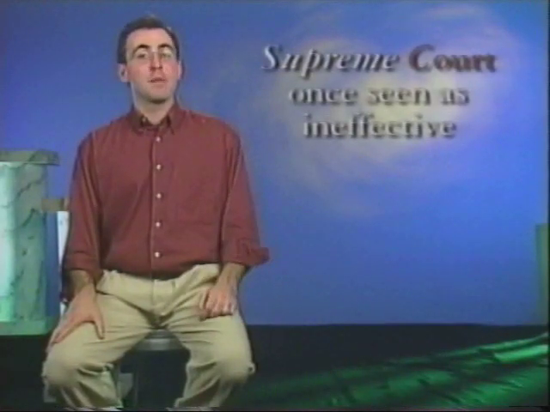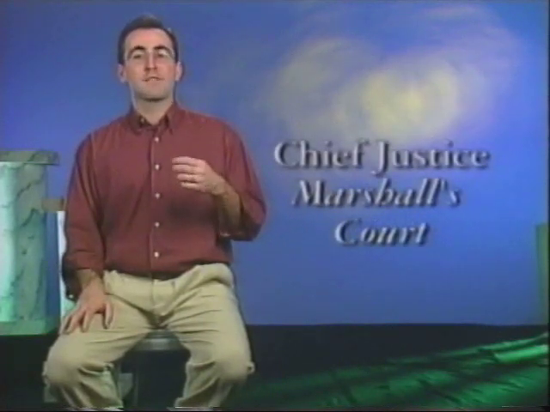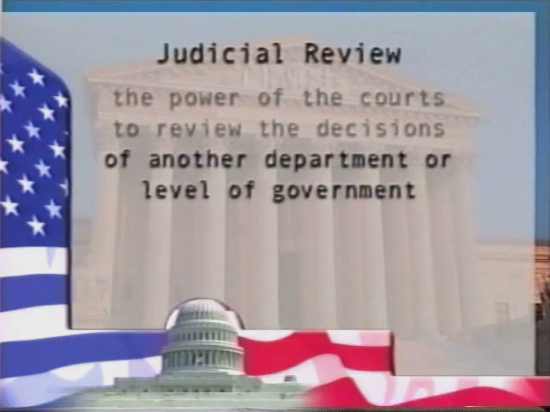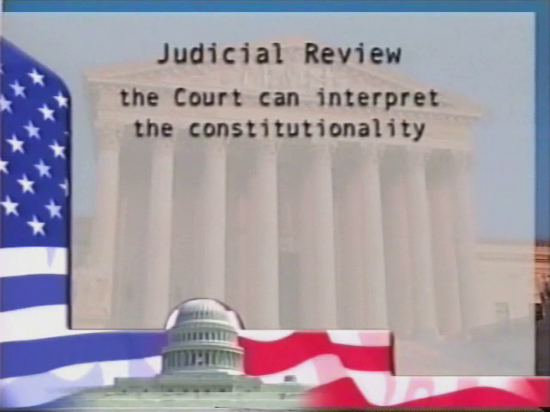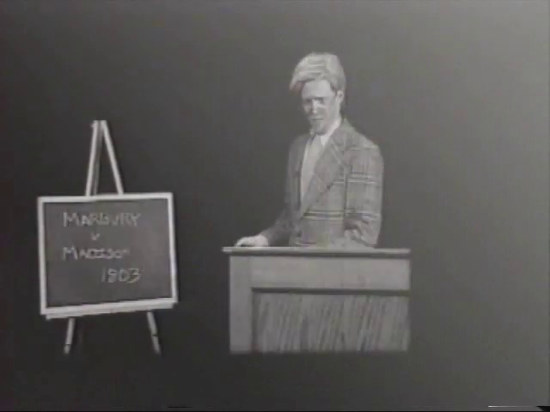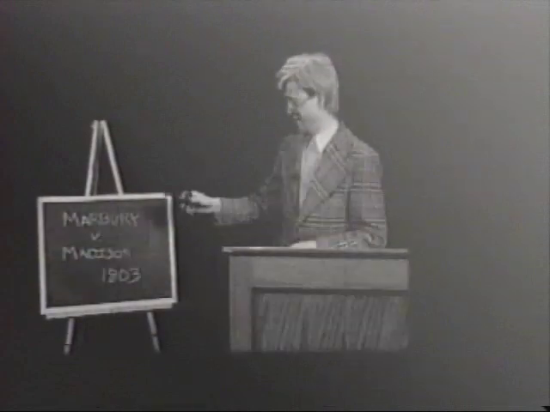Remember earlier we mentioned the Supreme Court was once seen as ineffective, meaning it rarely overturned cases? Well, it wasn't until Chief Justice Marshall's court, which lasted from 1801 to 1835, that real authority was placed in the hands of the justices in form of judicial review. Judicial review is the power of the courts to review the decisions of another department or level of government. The court can interpret the constitutionality of the decisions and subsequent actions. The court did not get this power from the Constitution. Instead, it just claimed it for their own during the case of Marbury versus Madison, 1803.